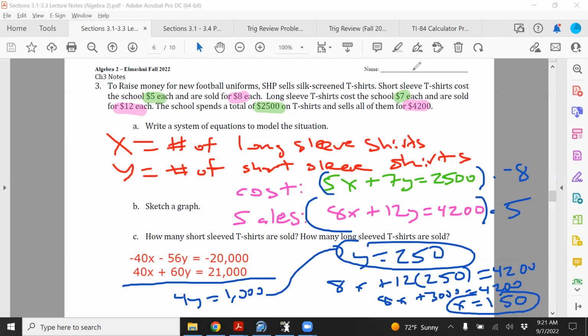Did you get 250 for y? Yes, I did. All right, good. You got 2 for y. Okay, good. Which one do you plug back into? I looked at 5 plus 7x equals... Oh, you have it mixed up. 5x plus 7y.